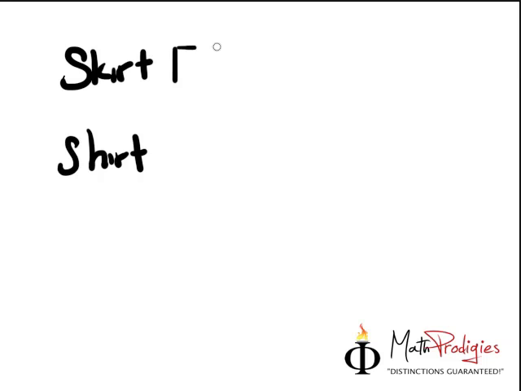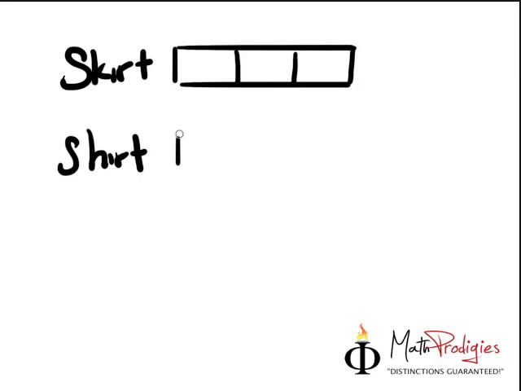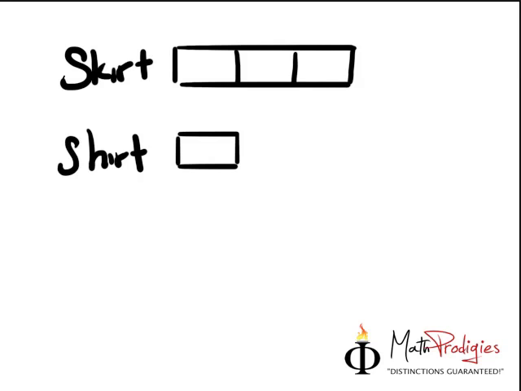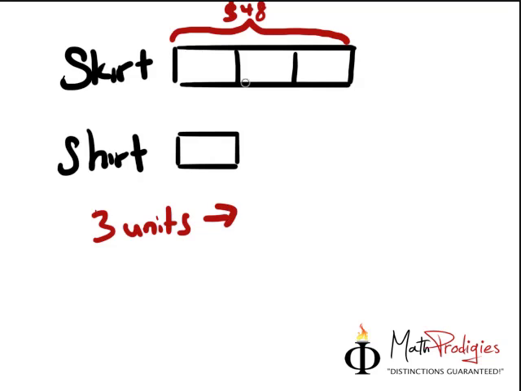So if I draw a model, what will I get? I will get a model with 3 units, being 1, 2, and 3, and the shirt being only 1. That means the skirt costs 3 times as much as a shirt, correct? Yes. Now the question is, if the skirt costs $48, what is the cost of the shirt? How many units do I have? I have 3 units, am I right?